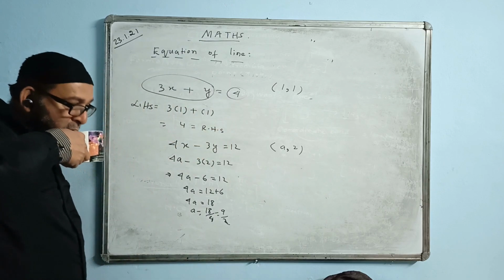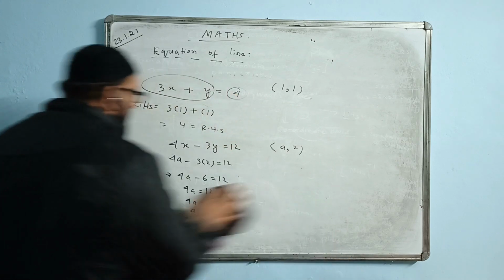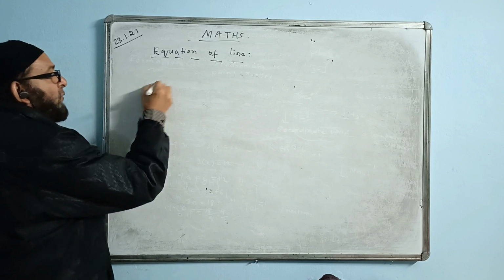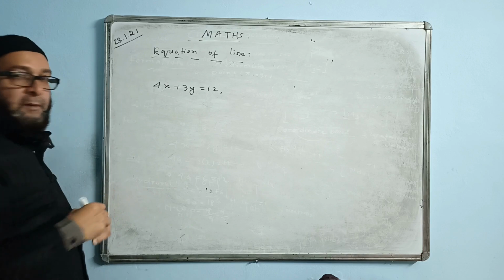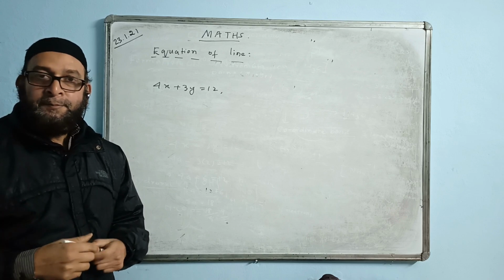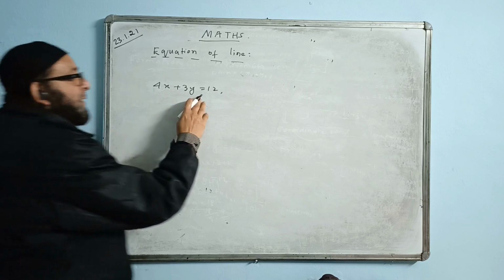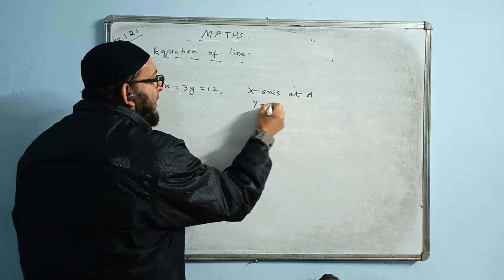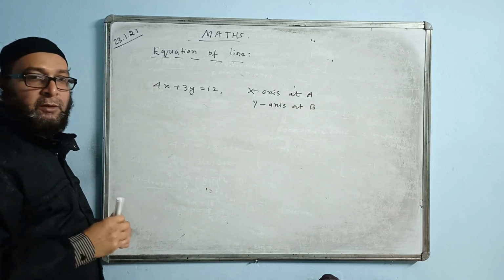Only the basics first I am giving, then I will do the problem. Suppose they have given a line like this: 4x plus 3y equals 12. This line intersects the x-axis at A and the y-axis at B. Find the coordinates of A and the coordinates of B. How to find them? This line is cutting the x-axis at the point A and the y-axis at the point B.